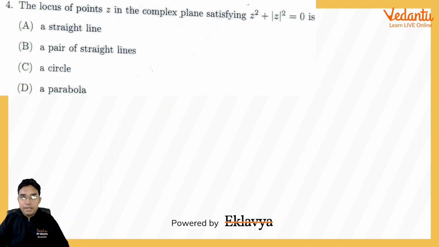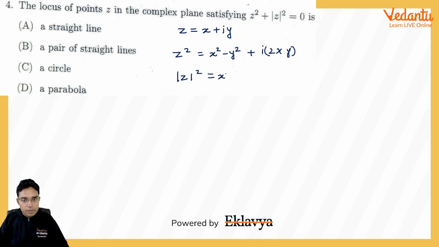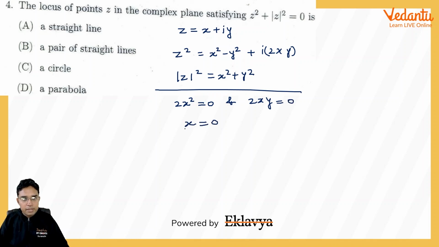Locus of point Z in the complex plane satisfying this is. There can be many methods. If we go by elementary methods, like taking z equal to x plus iy, then z square is x square minus y square plus i times 2xy, whereas mod z square is x square plus y square. Now if we add them and it is equal to 0, then we get 2x square equal to 0, that is the real part, and 2xy equal to 0. That means x has to be 0. That is the condition. y may or may not be 0, but x has to be 0.